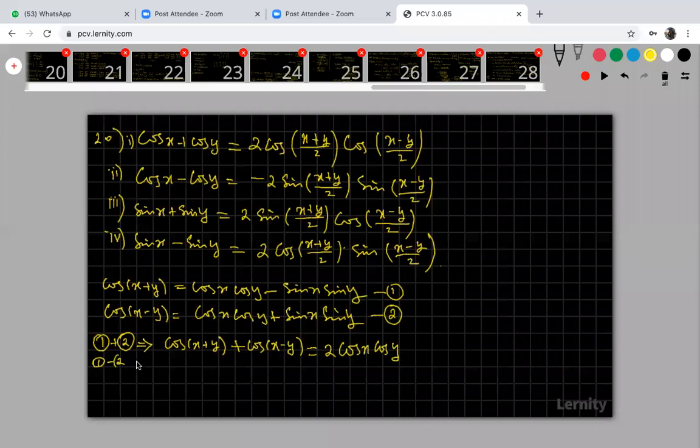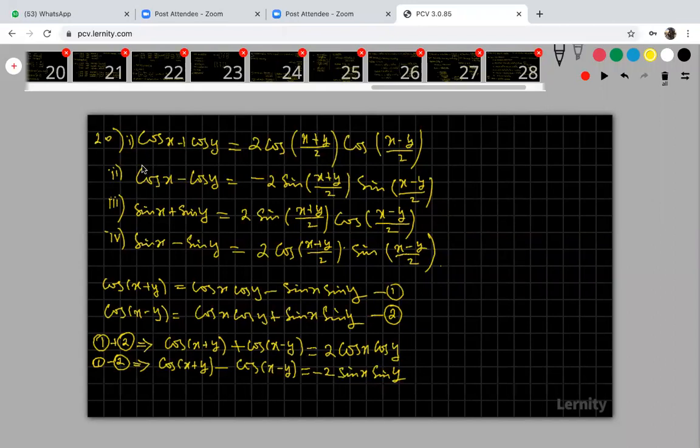What about 1 minus 2? Subtract. What are you getting? This is cos of x plus y minus cos of x minus y equal to, when you subtract, these two terms will get cancelled. You will get minus 2 times sin x sin y. Are you okay? Right.